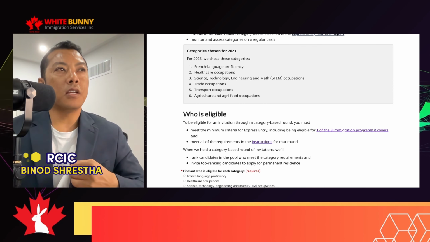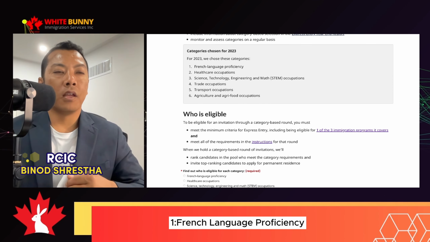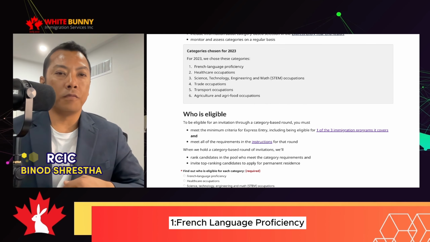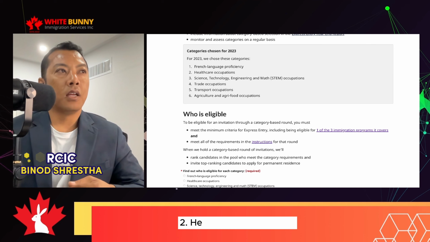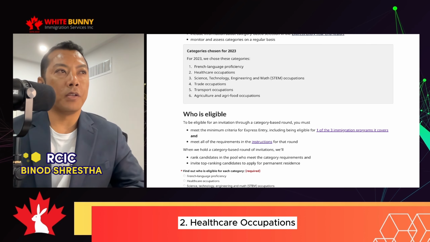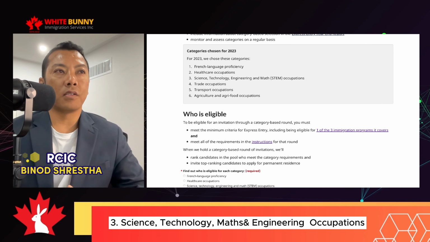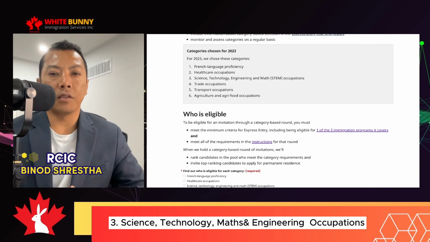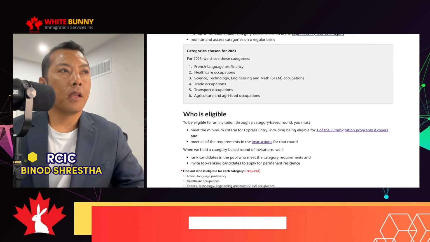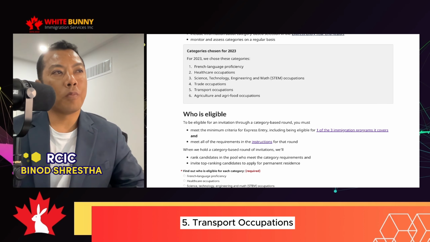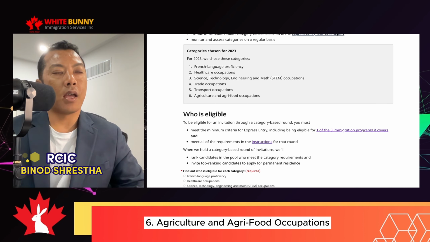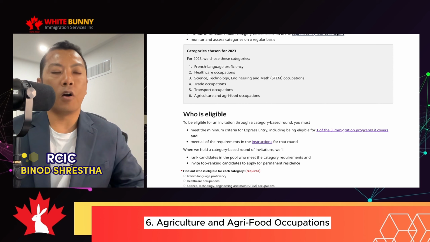The very first is the French language proficiency category. That means if you are very good at French, then you could be eligible for this. The next one is healthcare occupation. The next is science, technology, engineering, and math occupation, that's what we call STEM. The next is trade occupation. The 5th one is transport occupation. The 6th one is agriculture and agri-food occupation.